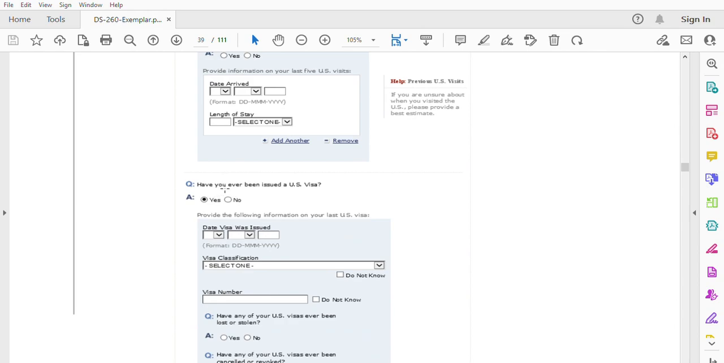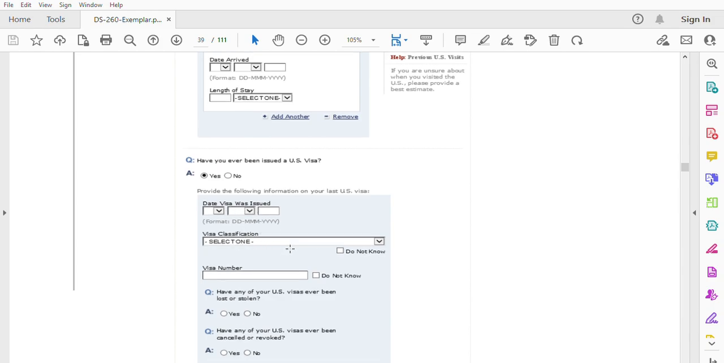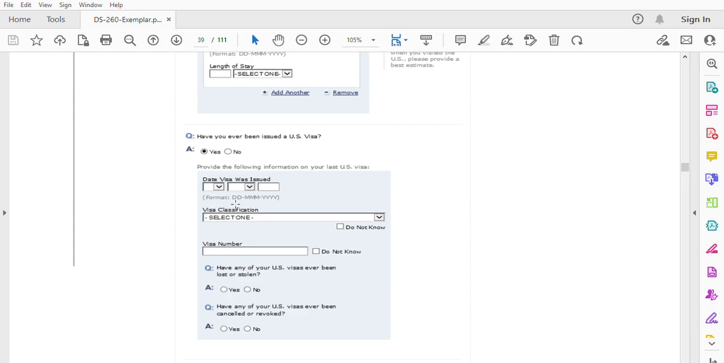They're still asking you some questions, right? Have you ever been issued a US visa? If you say yes, you're going to answer the date the visa was issued, and you're going to choose the type or classification of the visa.